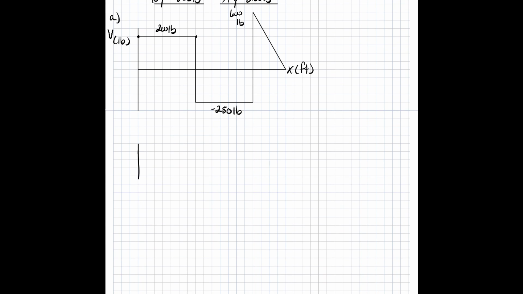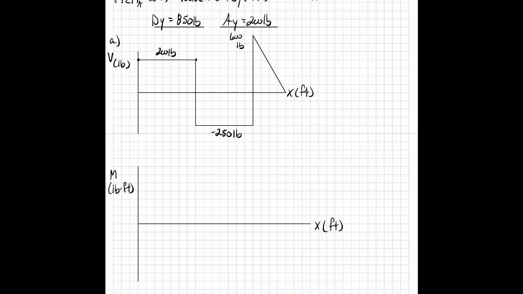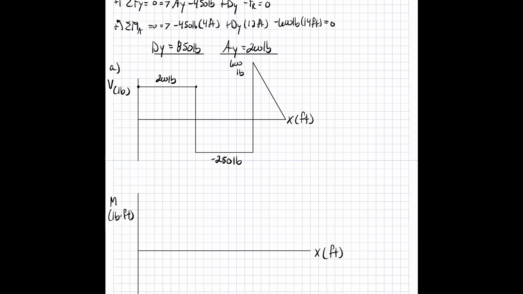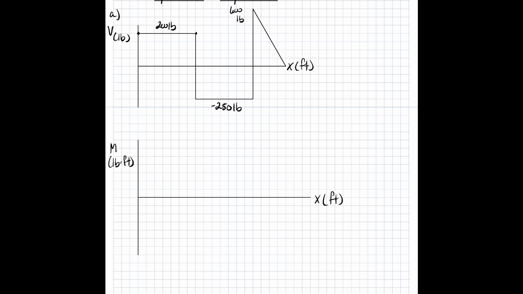Moment equation, moment diagram. Our moment is in pound-foot, not per foot, but pound times foot. We have our x distance again, which is in feet. The easiest way to find the moment diagram is to take the area under the curve. So we have our Ay, which is 200 pounds, times the distance it's traveling, which is 4 feet. Multiply those together, we get 800 pound-foot, and that's going all the way to point C.